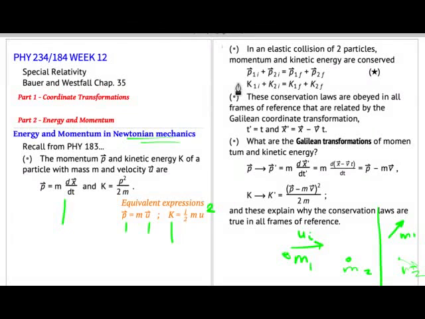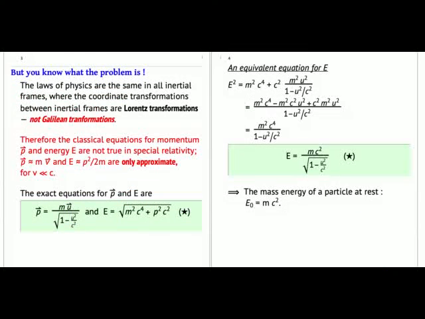All right, so Newtonian physics obeys the principle of relativity with the Galilean transformation of coordinates. But now you know what the problem is, as we saw in the previous video. The laws of physics are the same in all inertial frames, where the coordinate transformations between inertial frames are Lorentz transformations, not Galilean transformations. So that's Einstein's theory of relativity, published 1905.